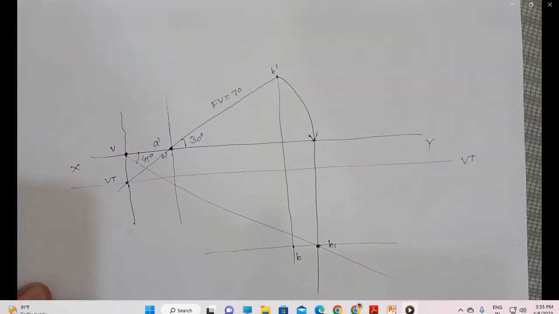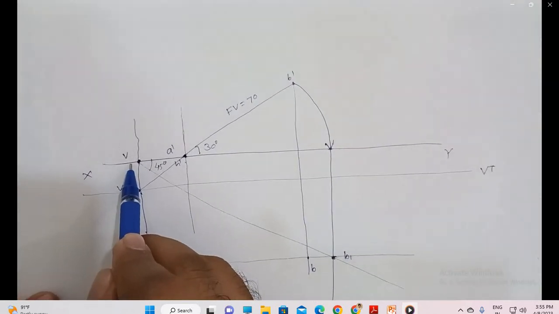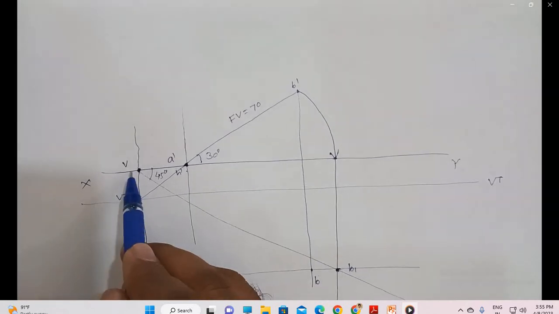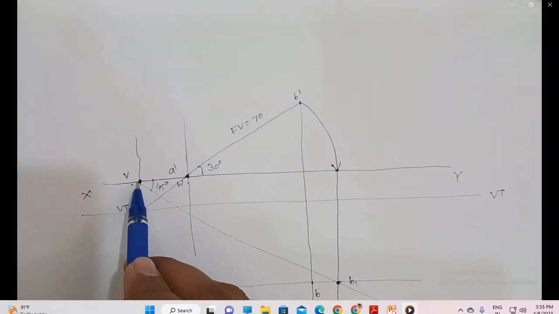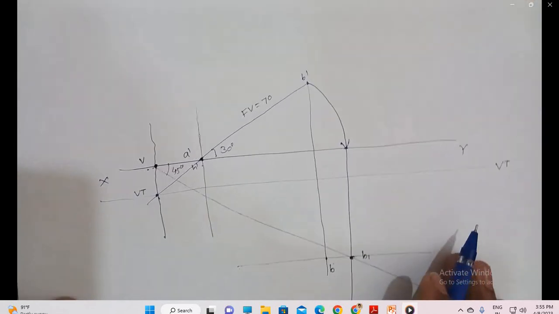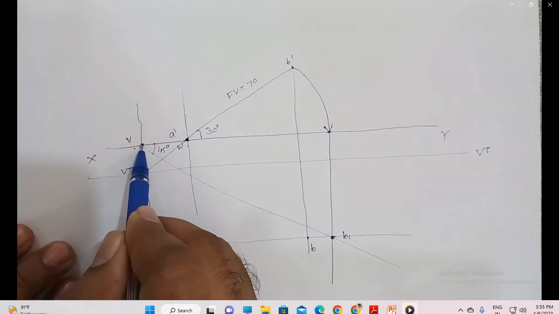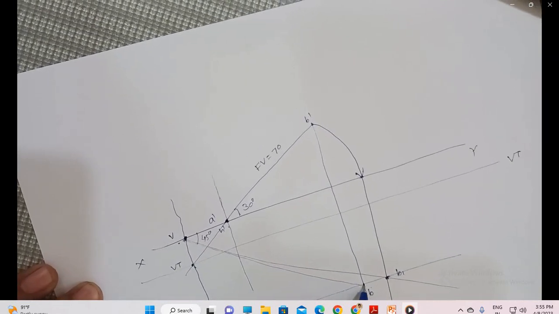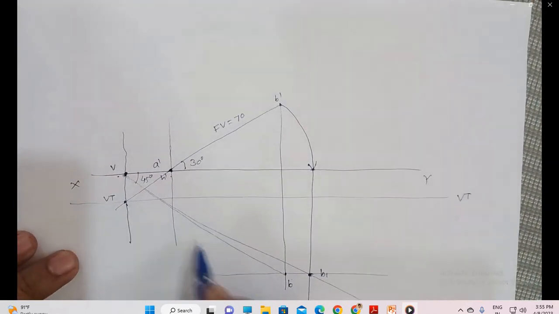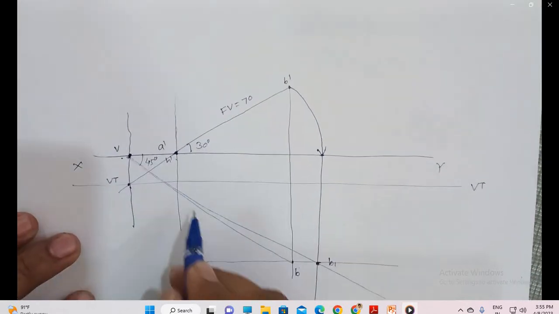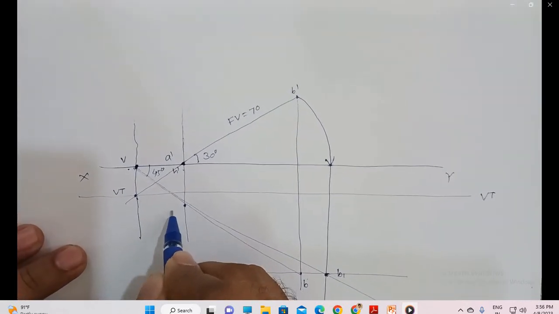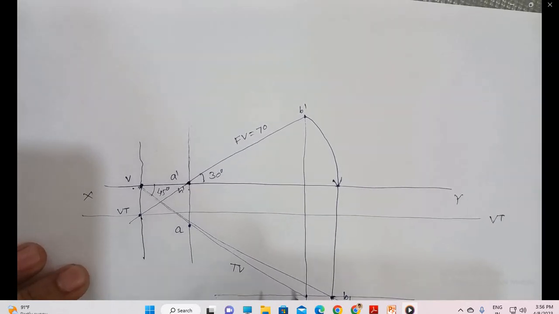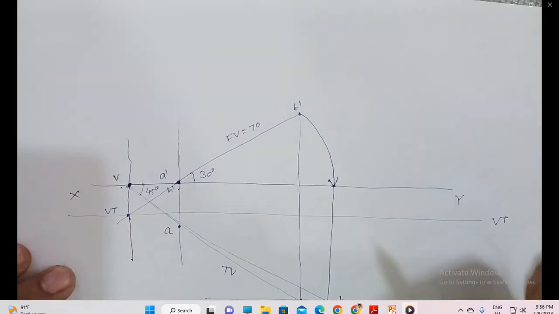Now we know that this V point and this B point belong to the top view, and V is collinear with the top view. Because of that we join V and B. This line intersects the A dash projector at this particular point, so we get the A point here. So A B is the top view of the line, and A dash B dash is the front view of the line.